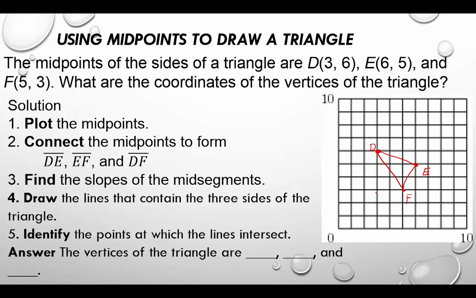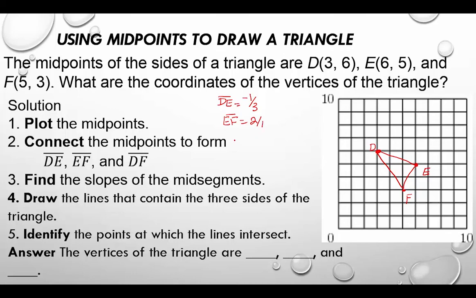Next step is to find the slopes of the midsegments. So I'm going to find the slope of DE, EF, and FD. Remember, slope is rise over run. So let's start with finding the slope of DE. Slope of DE is rise of 1, run of 3. That's a negative slope, so DE is negative 1/3. Slope of EF. EF is here. It's a positive slope with a rise of 2 and a run of 1.